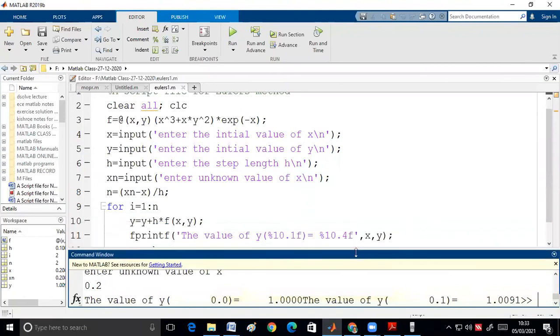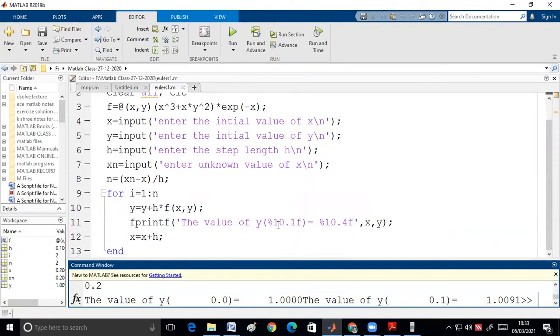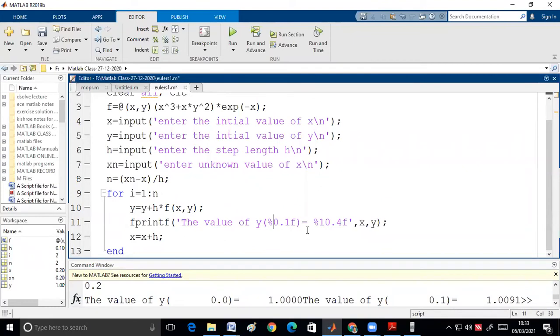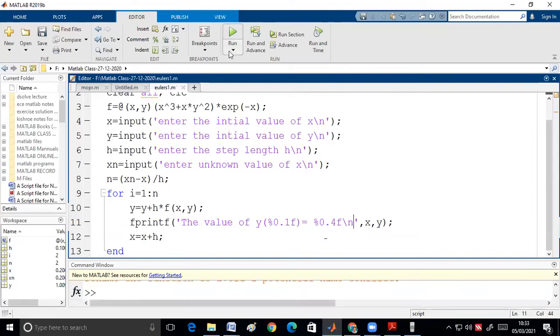A small problem here. Wait. Don't use 10, 10 is very large. No need, 10 is very large. And also use /n. Okay, the program is correct. Don't worry.